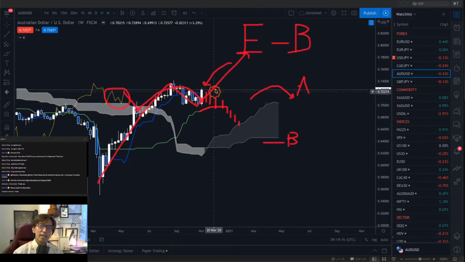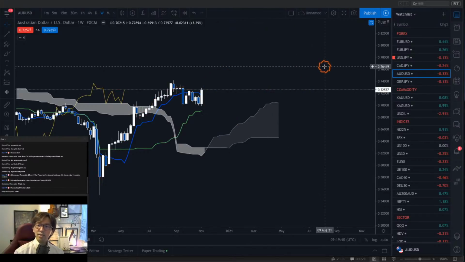So next week, let's see if the price will break the Kijun-sen down or not. So in terms of direction, this is consolidating. So retracing, I would just say retracing backwards. So that's the weekly analysis on this AUD USD. And let's look at the GBP JPY.